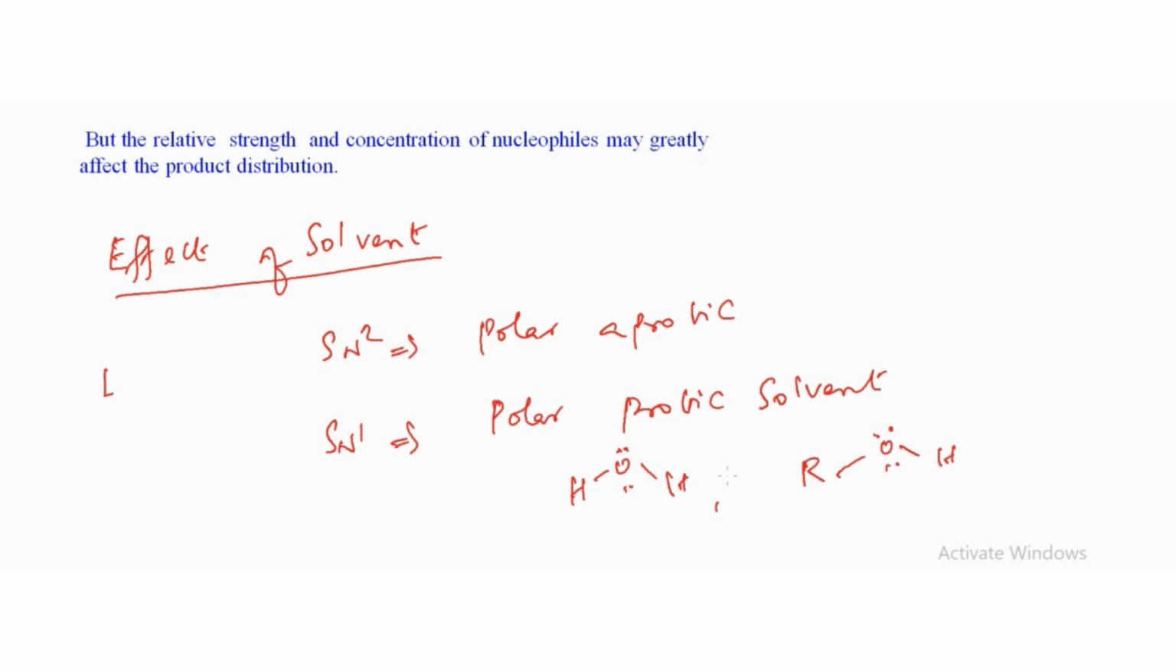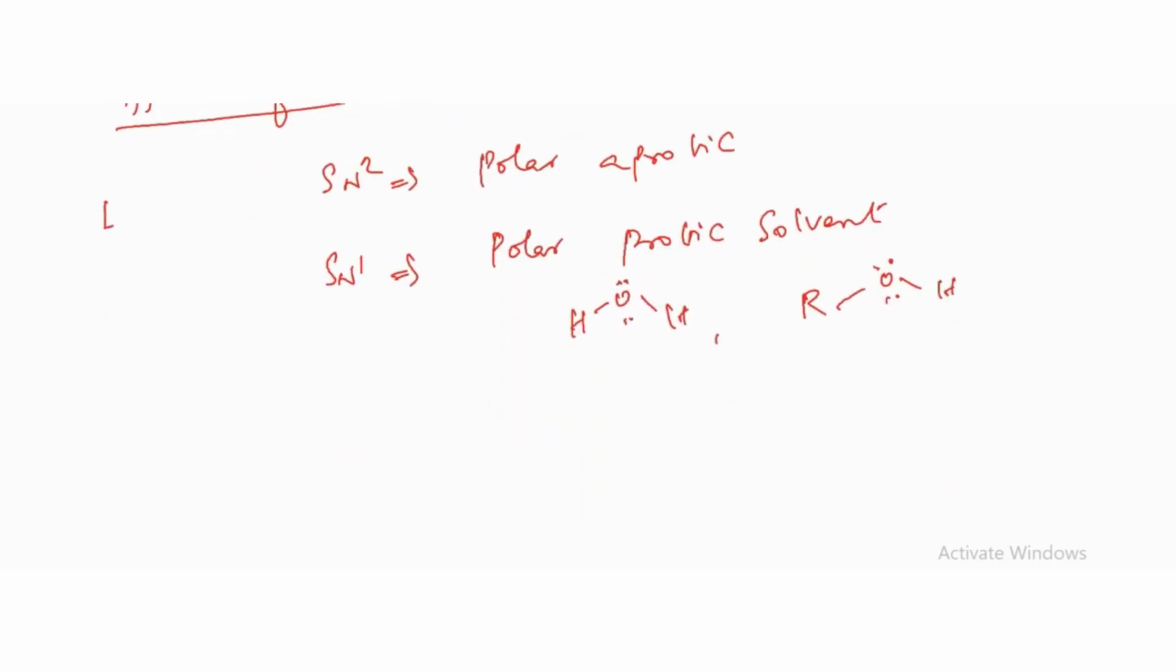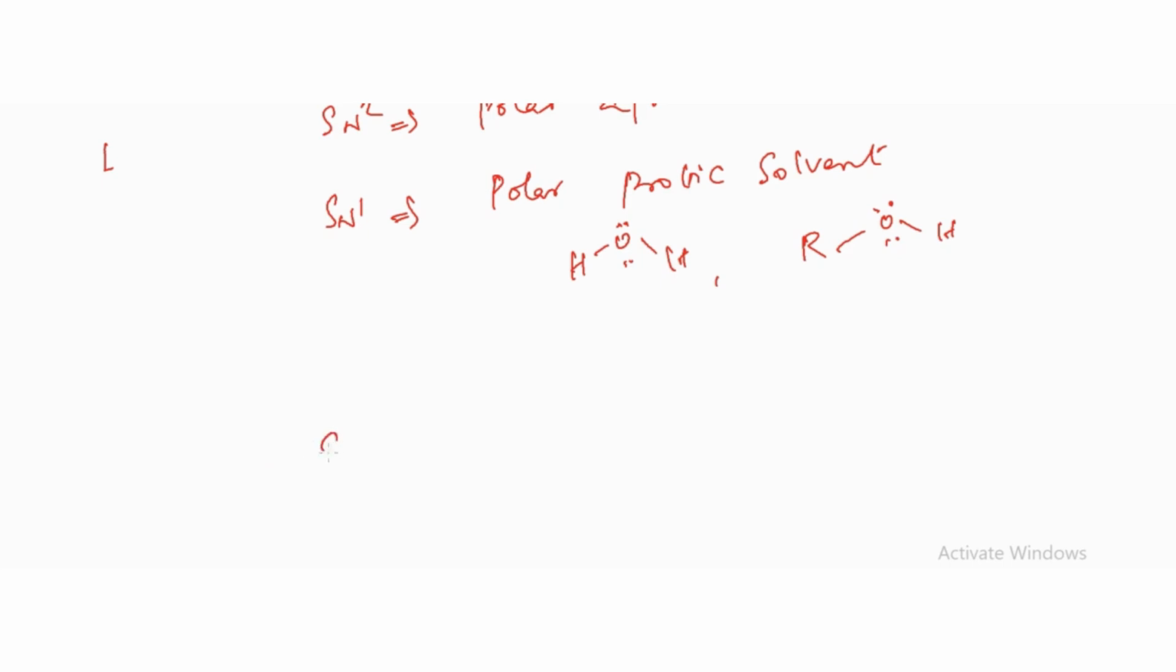Why are polar protic solvents favored for SN1 reaction? The reason is, after forming a carbocation, suppose this is a tertiary carbocation, this is a highly charged species, and it may be stabilized by the lone pair of electrons like this. So it will gain stability by the lone pair electrons. It will minimize the energy, so this carbocation may get stabilized.